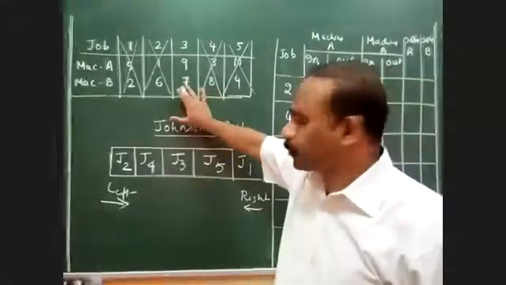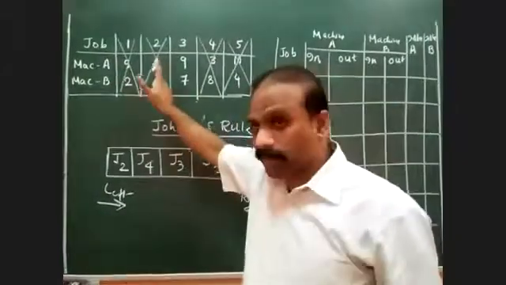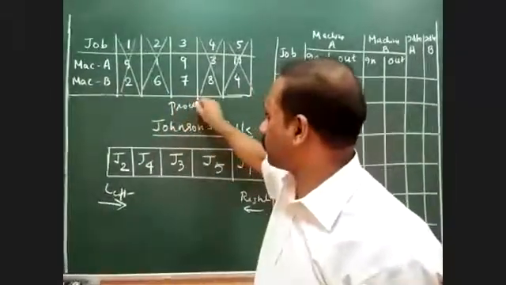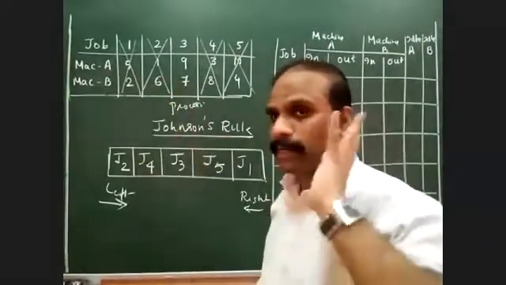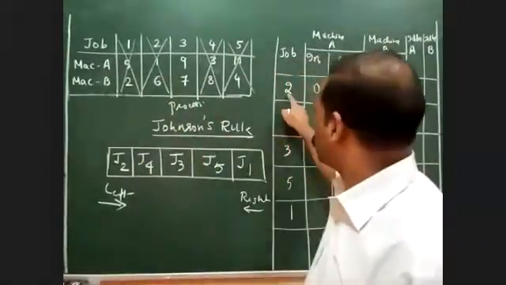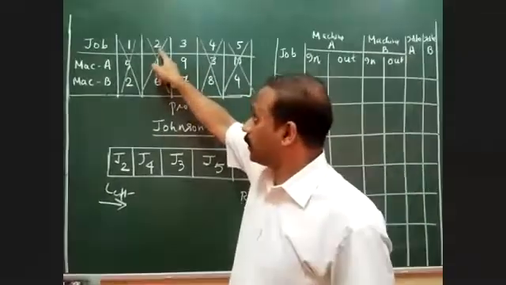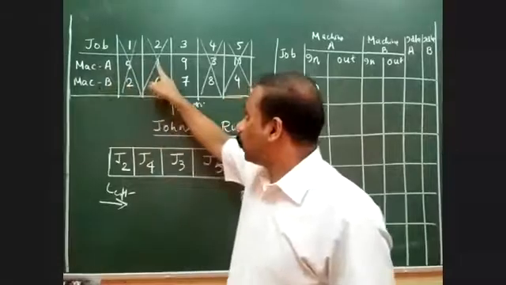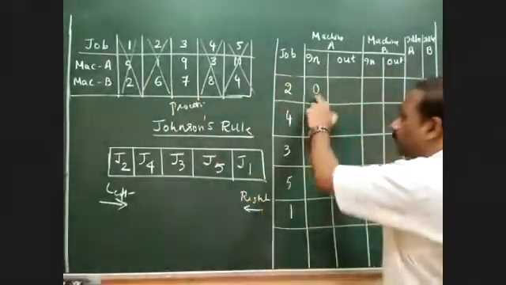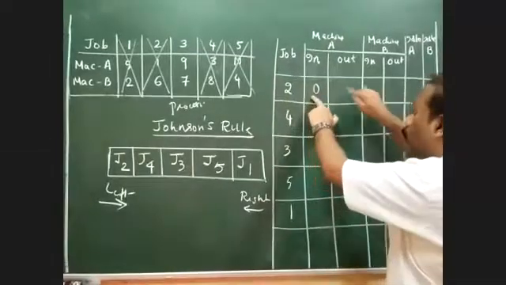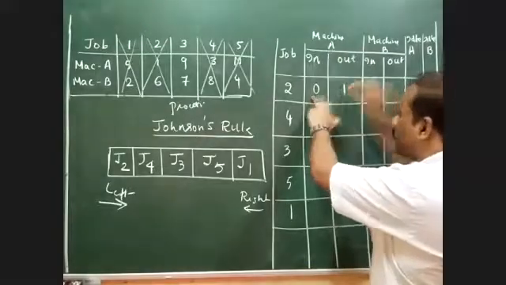Now let me come back to the question. All these values that are given are nothing but your processing time, the time taken by the machine to complete that particular job. Now let me go to job number 2. In job number 2, machine A is taking 1 hour to complete the job. I start the job at 0 minute. At what time will the job be completed on machine A? It will be completed at the first minute.